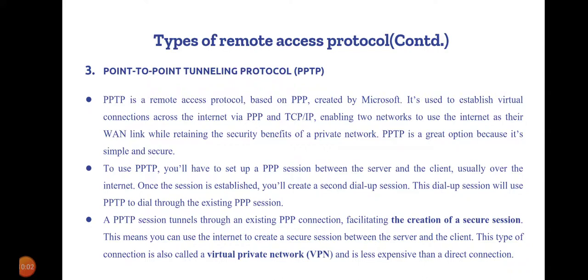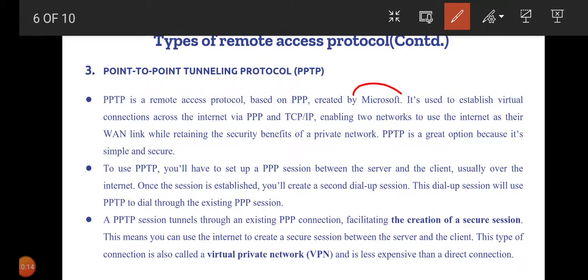The third point is point-to-point tunneling protocol, which is PPTP. It is also a remote access protocol based on point-to-point protocol, and it was created by Microsoft. It is used to establish virtual connections across the internet via PPP and TCP/IP, enabling two networks to use the internet as their WAN link while retaining the security benefits of the private network. PPTP is a great option because it is simple and secure. Moreover, since it is simple and secure, it can be implemented the same way as PPP or PPP over Ethernet.